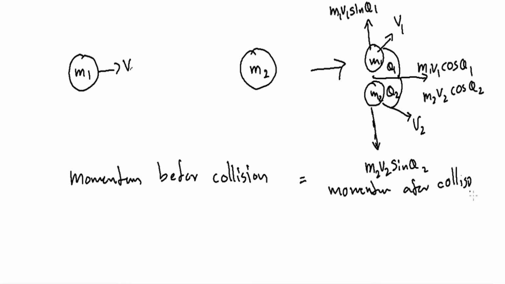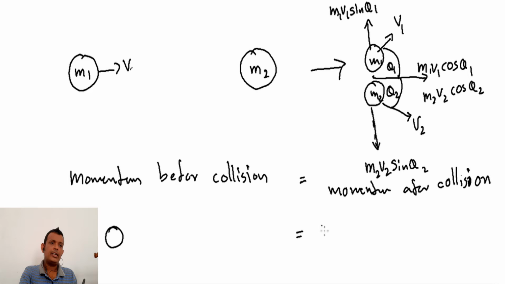So according to the law of conservation of momentum, I am applying it first to the vertical momentum. Initially there is no velocity in the upward direction, so the momentum before the collision is 0. After the collision, the upward momentum is m1 v1 sin theta 1, and I add the other one, but it is in the opposite direction, so I should put a minus sign: m2 v2 sin theta 2.